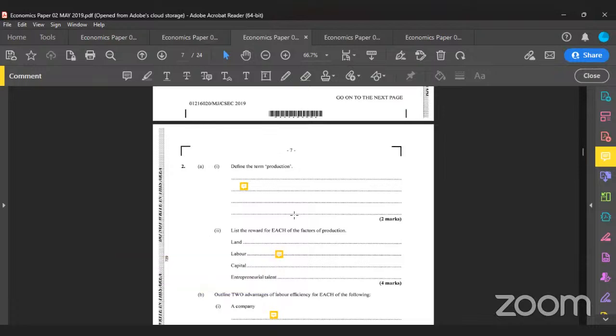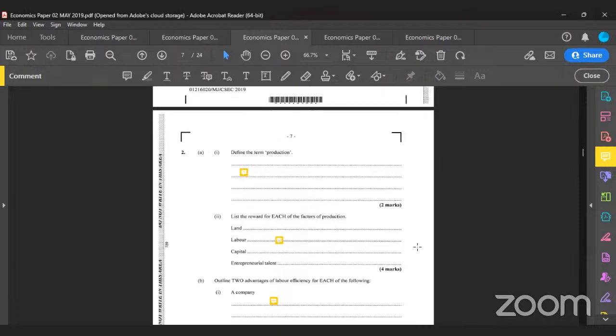We know the word for labor is wages or salary. The reward for capital is interest, and we know the reward for entrepreneurial talent is profits. And it's important for you guys to know these, understand them, because it will more than likely come back, and it's an easy 4 marks for you guys to attain. Very easy 4 marks for you guys to attain.